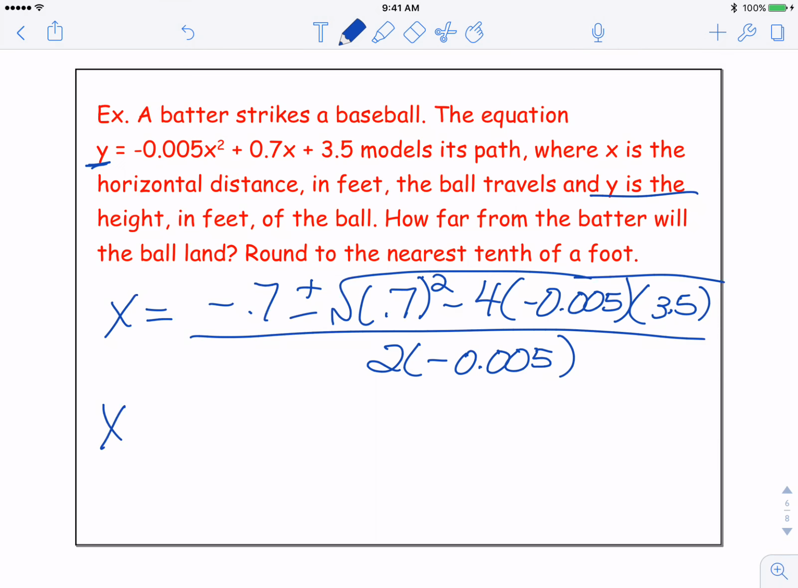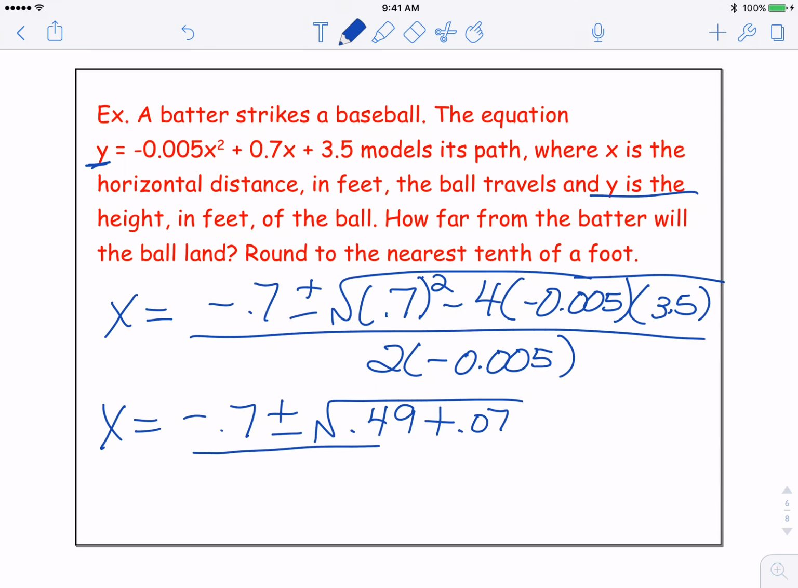So this next simplified version of this quadratic formula is going to be negative 0.7 plus or minus the square root of 0.49 plus 0.07. Remember, we have to follow order of operations. So under that radical, I had to square the 0.7 first, and then I had to do all that multiplication before I can add or subtract within the radical. Then down below, doing that multiplication, we have negative 0.01. One step further, adding that 0.49 and 0.07 in the radical, we have negative 0.7 plus or minus the square root of 0.56 all over negative 0.01.